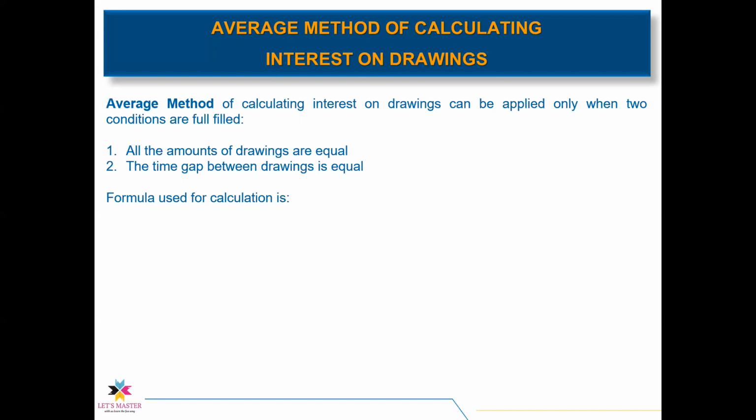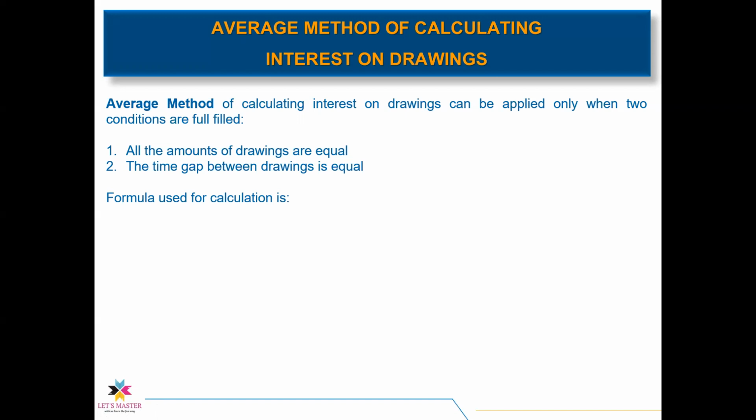The first one is all the amounts of drawings should be equal. So in the previous example, we have seen that in some month, Charu has withdrawn 2,000, then 20,000, 10,000, 25,000. So different amounts were withdrawn. So the first condition is not met. So in that case, we cannot use the average method.